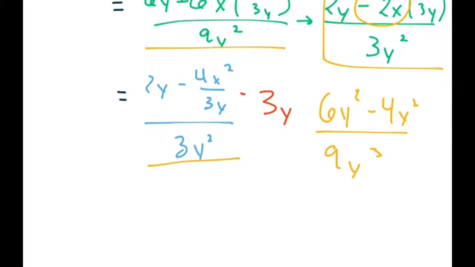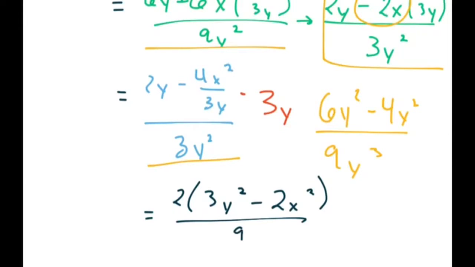After this, you could factor out the 2 at the top, so your final answer would be 2 times 3y squared minus 2x squared, and then over 9y to the third.